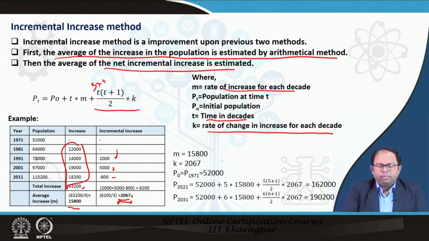Here we can see that if we use this method to estimate the population for year 2021 and year 2031, we have the base year population 52,000 plus 5 into 15,800, which is the arithmetic part, and then this is the incremental increase part that we are estimating, and we get a population figure like this, and the same way we get another population figure like this.